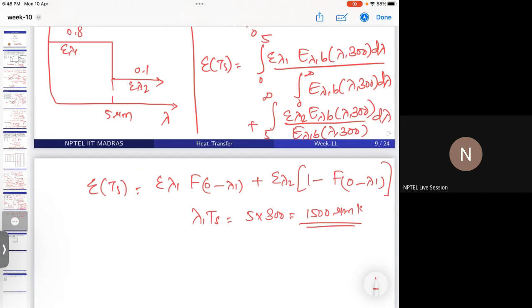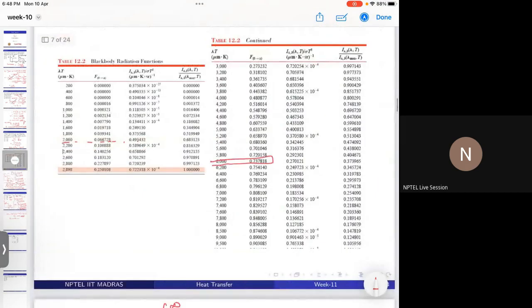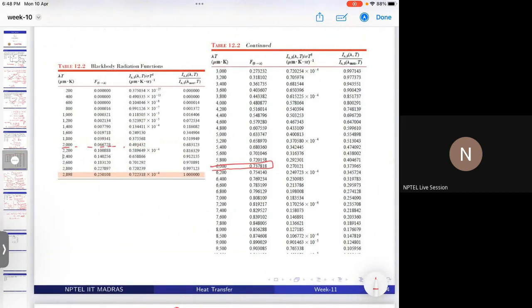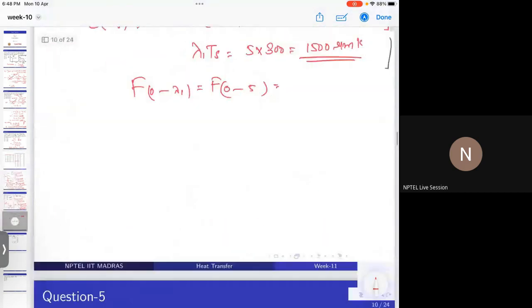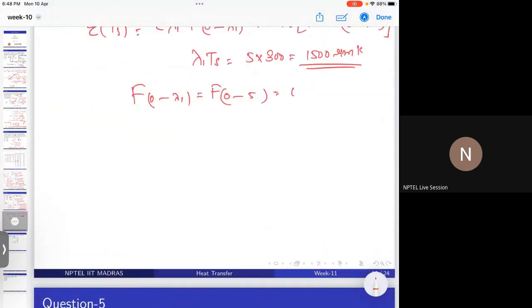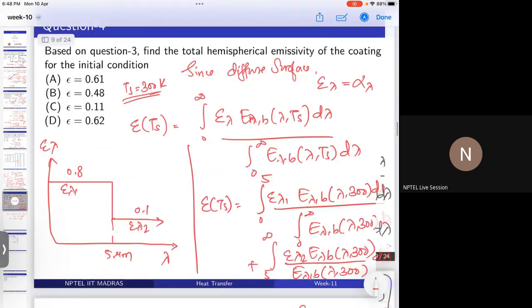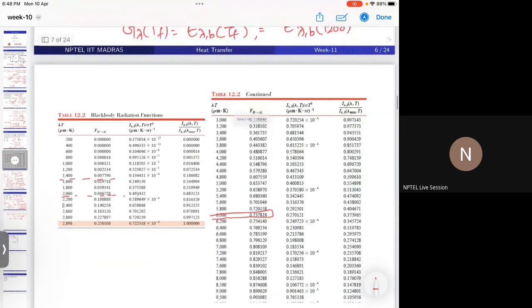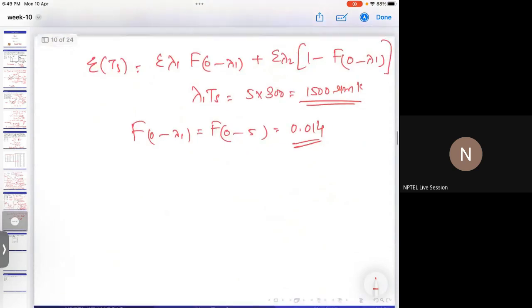Can you please find out what is the F0 to lambda 1, which is F0 to 5, black body radiation function? So it will come in between this, so you can just interpolate and find out. I'm just giving the answer, which is 0.014. Okay, let's check if it is between that. Yeah, 0.014.